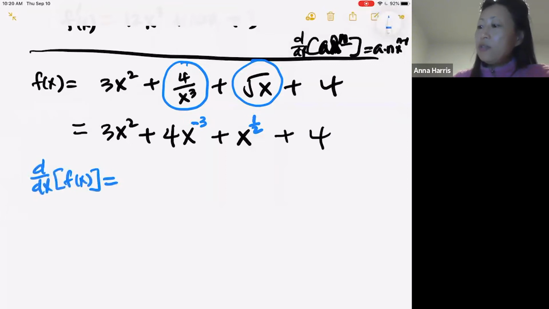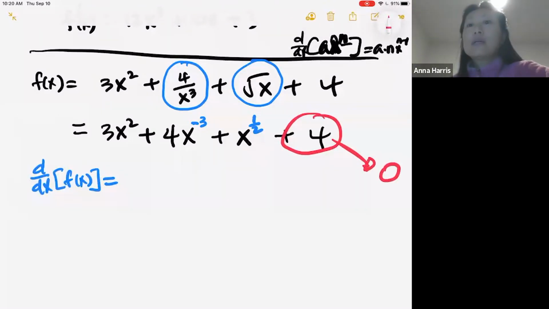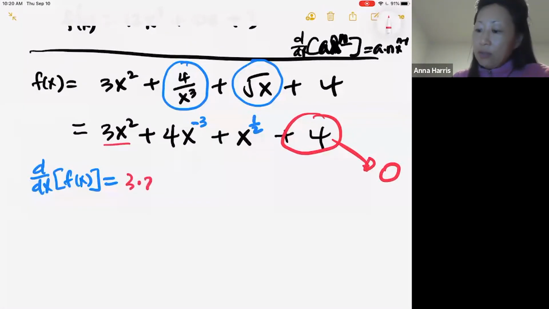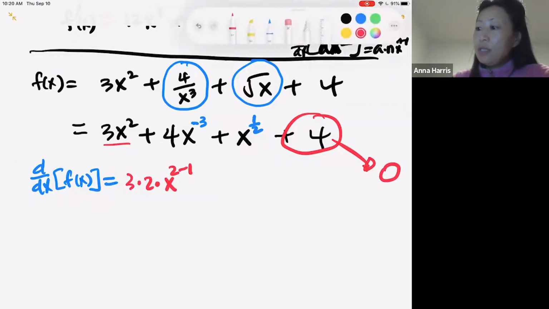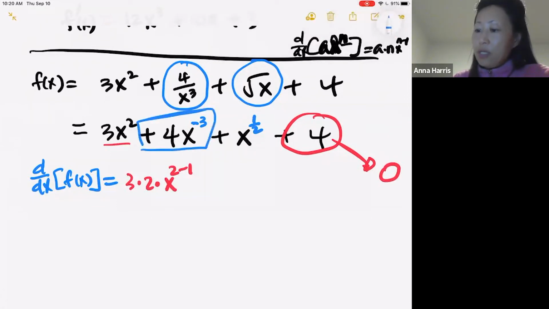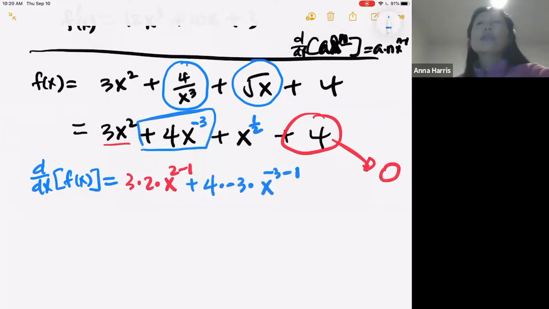Okay, I'm gonna do the easy one first. What's my easy one? That one, right? That one simply becomes a 0. And then this is also easy. Let's do this one. What's that equal to? 3 times 2 times x to the 2 minus 1. Okay, let's do the next one. What is that equal to? That's also easy now because we already rewrote it. 4 times -3 times x to the -3 minus 1. All right, let's do the next one.